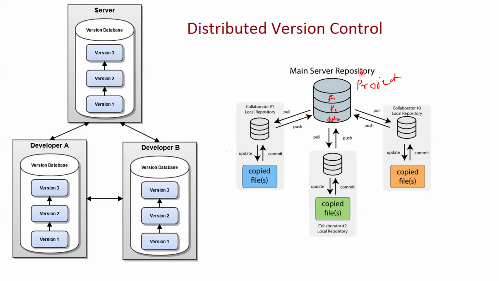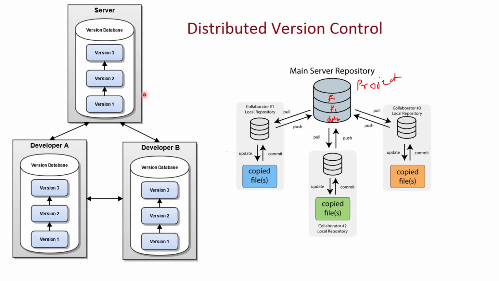So one place is the main server where we have the complete project. From that main server we are getting the project. Let's understand the detail over here. Suppose this is my server, and this is my version database. I have multiple versions of the code. I have version 1, version 2, version 3. So a lot of versions of the code were there, and a lot of changes were there.